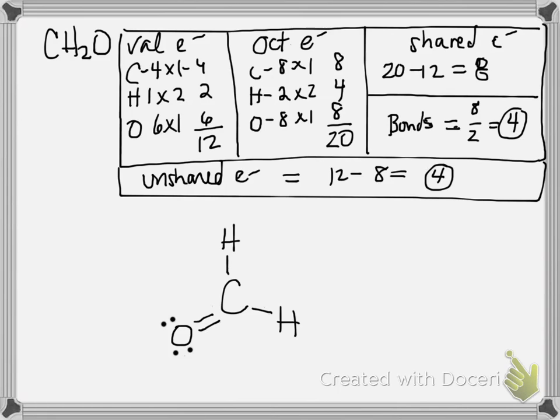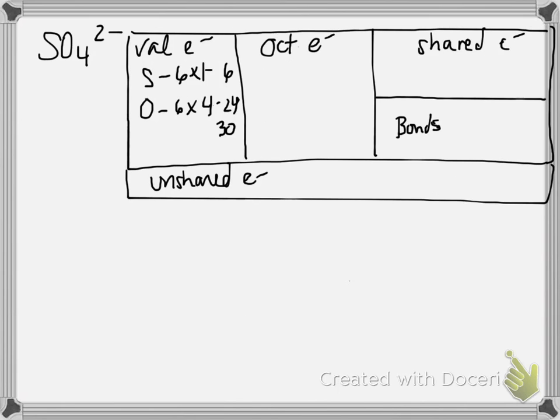Now, you do not need to do a resonance structure for this molecule, despite the fact that there's a double bond, because there's only one place that that double bond can possibly exist. Hydrogen cannot accept a double bond, and you don't have to write a charge because this is not a charged molecule. With that, you're done with formaldehyde.